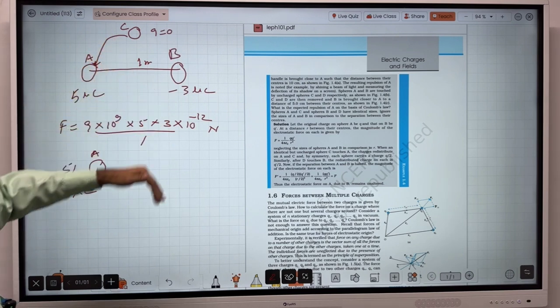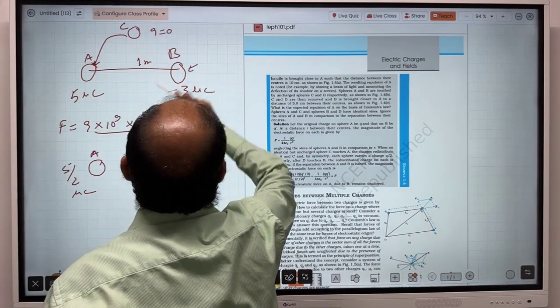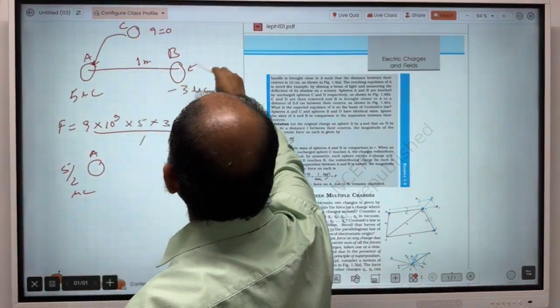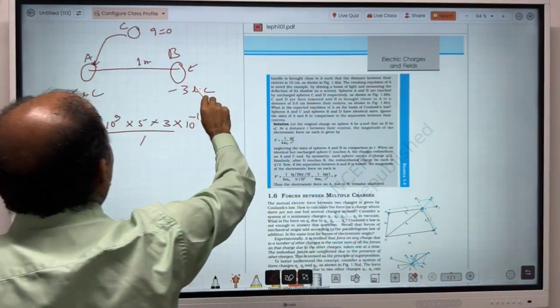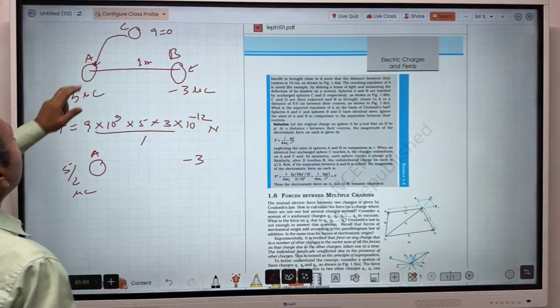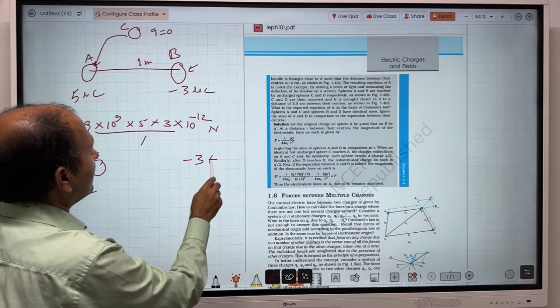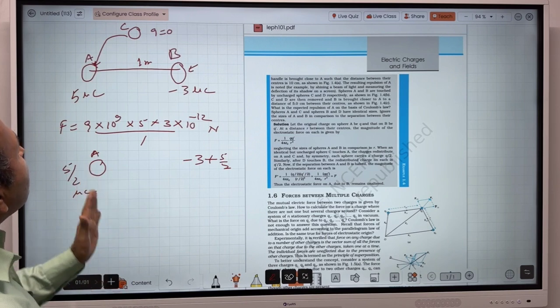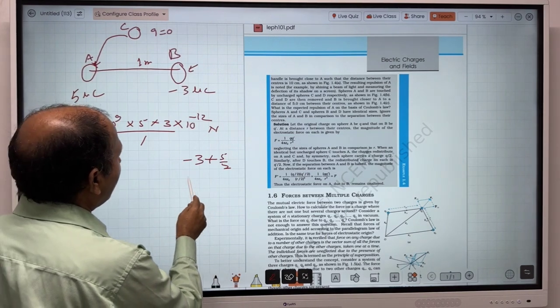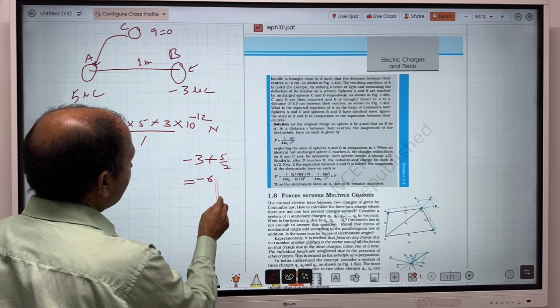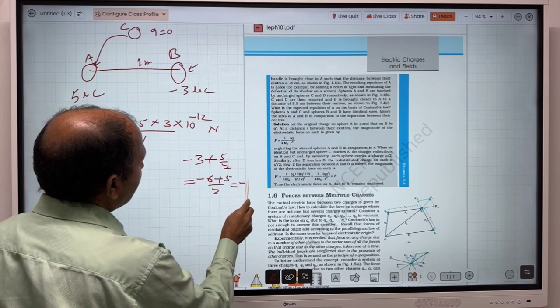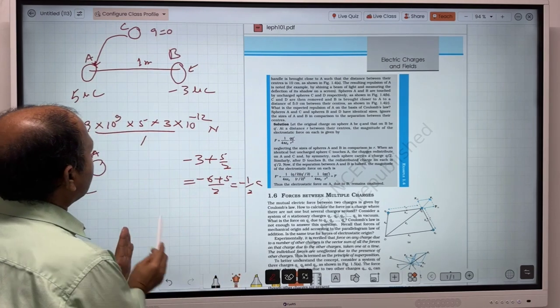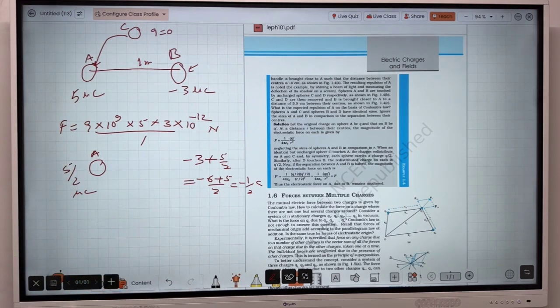And then body C goes near to B and the two touch each other. So now what happens? B is having charge minus 3 microcoulomb and C is having charge plus 5/2 microcoulomb. Now the two charges will be shared equally. First, let's find the total charge: minus 6 plus 5, divided by 2, that is minus 1/2 microcoulomb total charge left when the two bodies touch. But the concept is that the two bodies will share the charges equally.